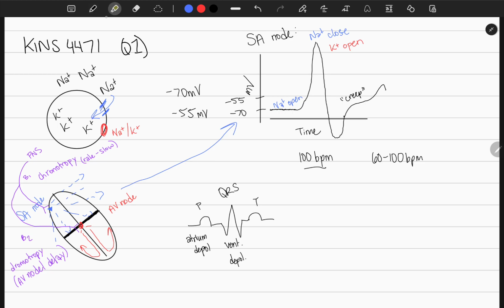So the AV nodal delay can be seen right here at this plateau. It can be seen after the atrium contracts, but before the ventricle depolarizes, just like the SA and the AV node seen here.